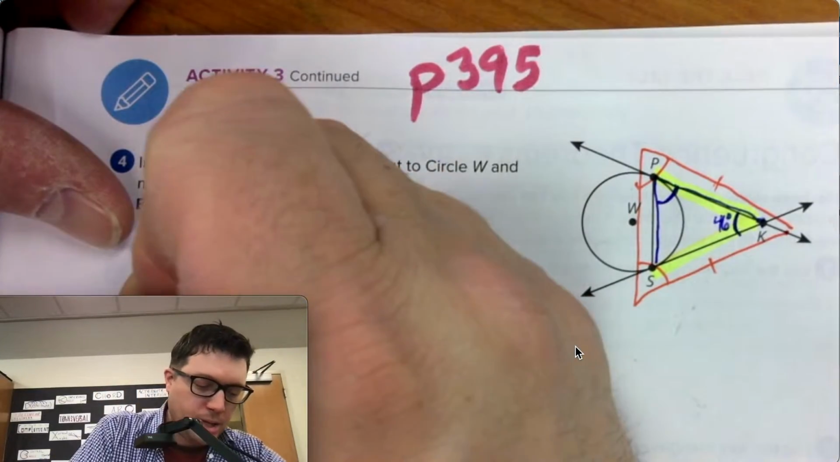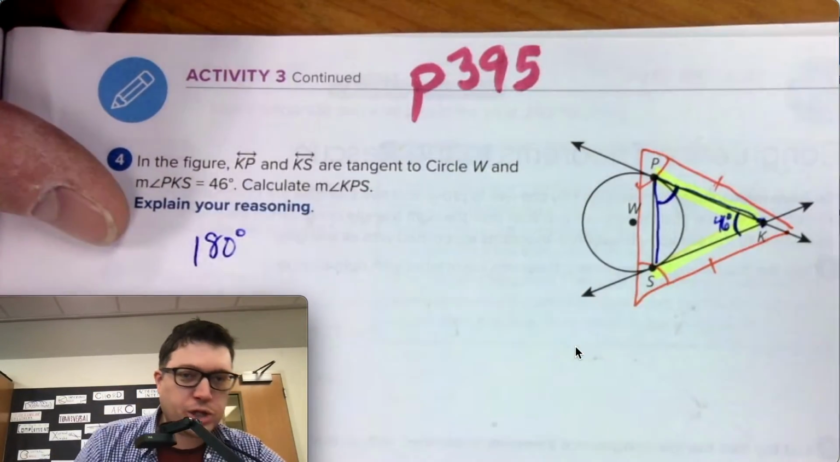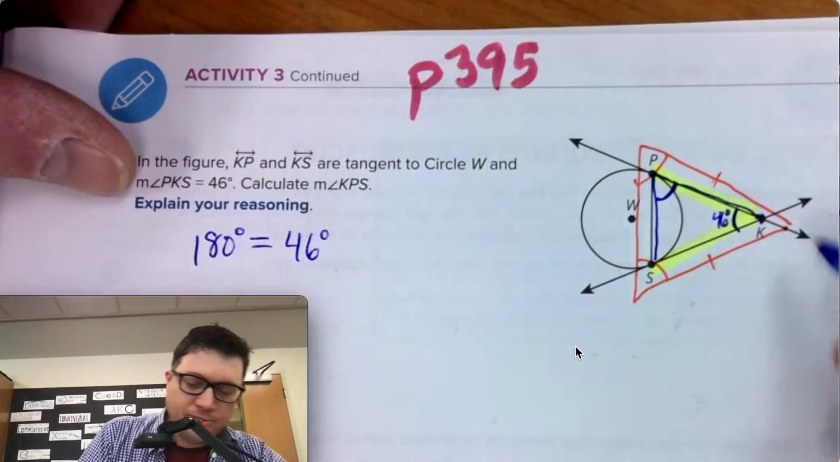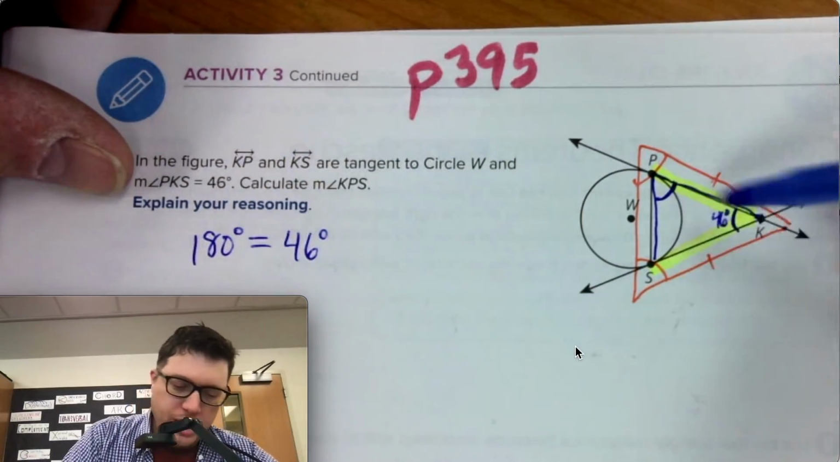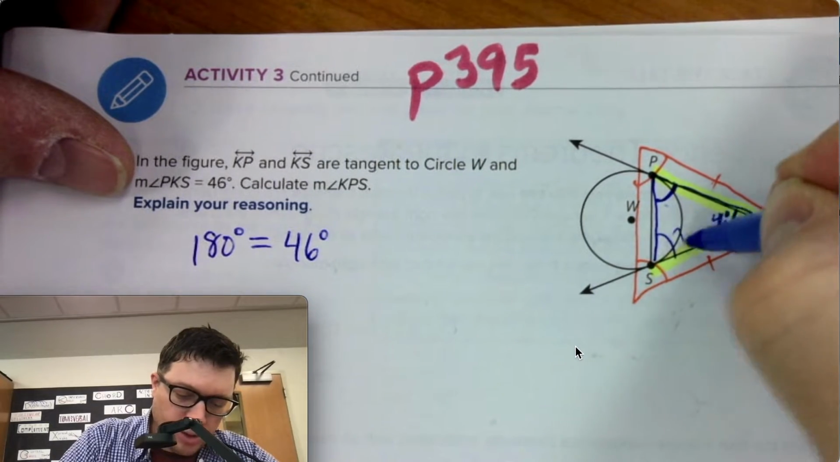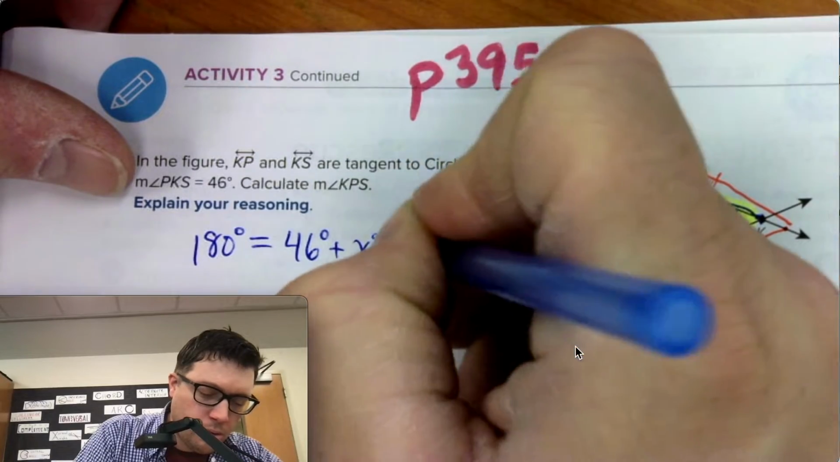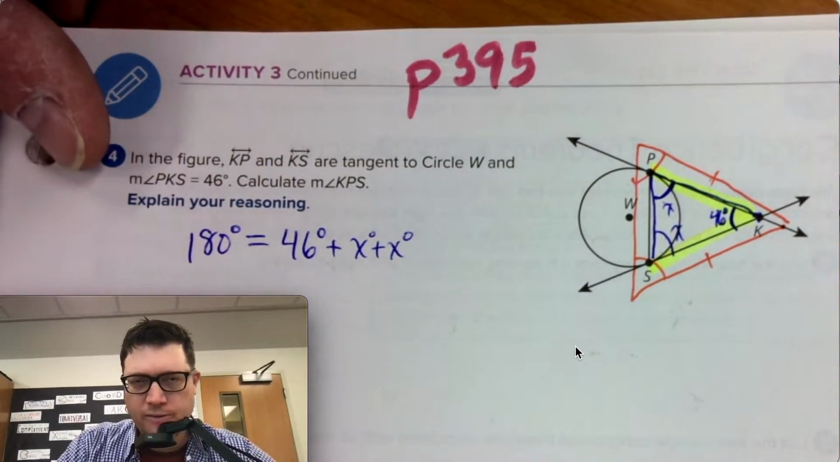because we're using layers of things in this problem. The measure of the degrees in a triangle is 180. One of those angles is 46 degrees. The other two angles, I'll label with X and with X, we don't know. But we can use algebra to solve and find out.